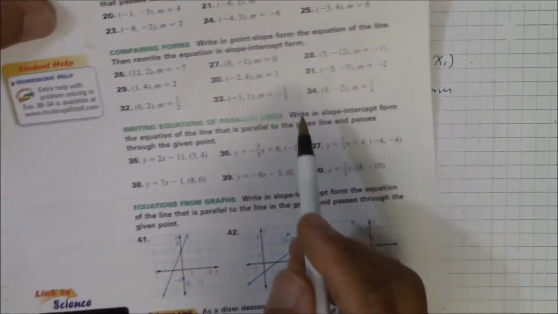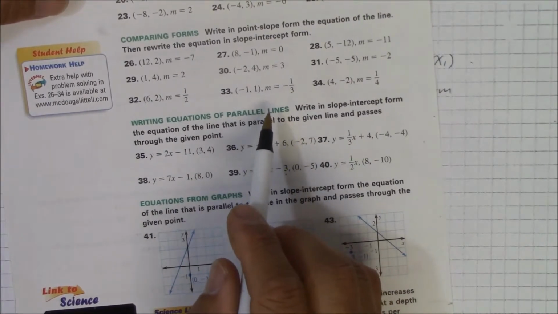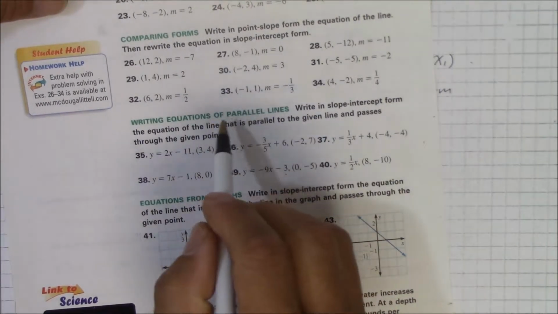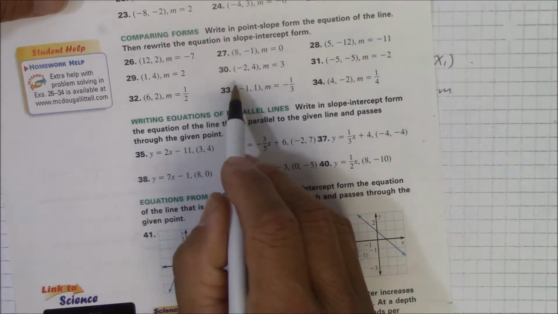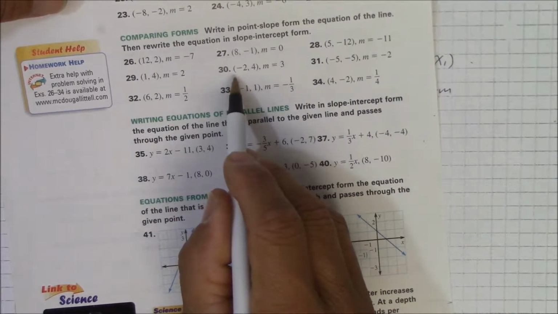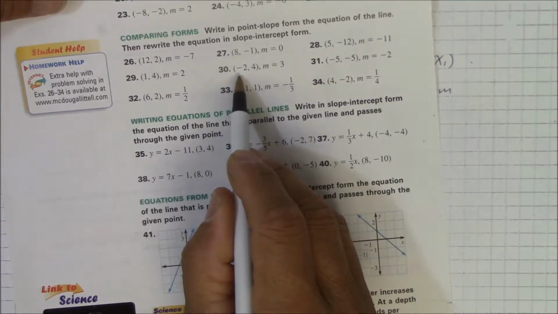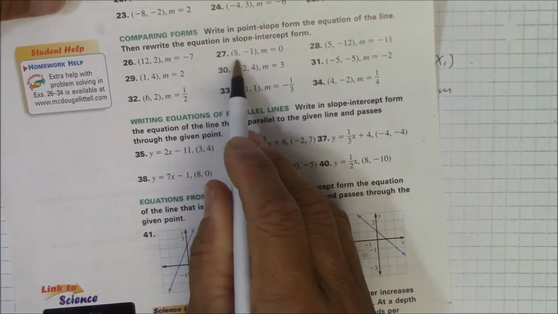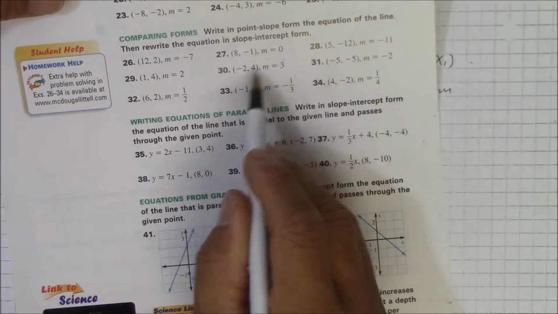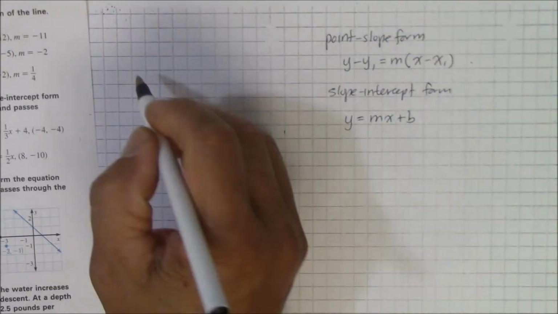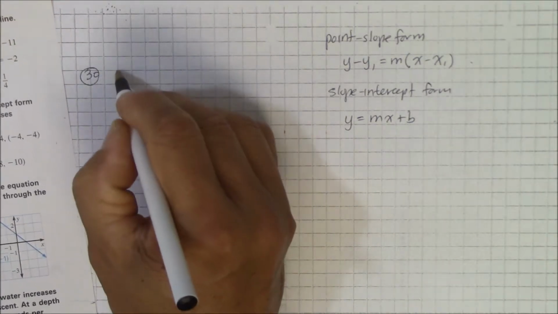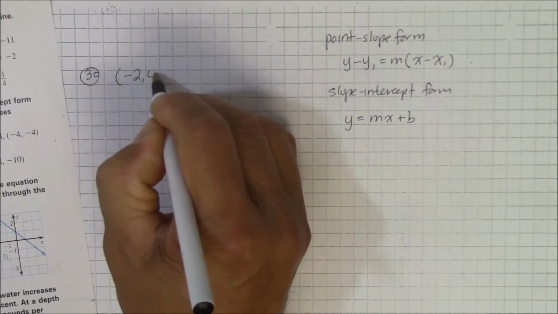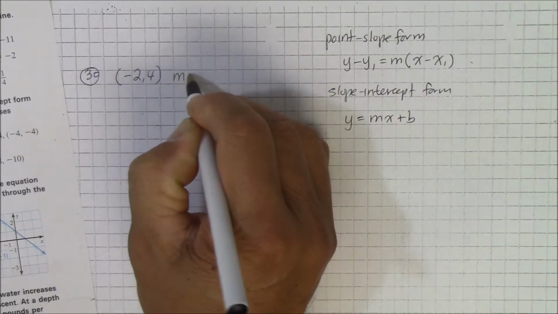So I would choose, as an example, let's say number 30. That looks a little spicy. You know what? I'll do number 27 also, because that's got a funny slope of 0. So let's do number 30. So here's number 30, right over here. Check this out. The coordinates are given as -2 and 4 with a slope of 3.